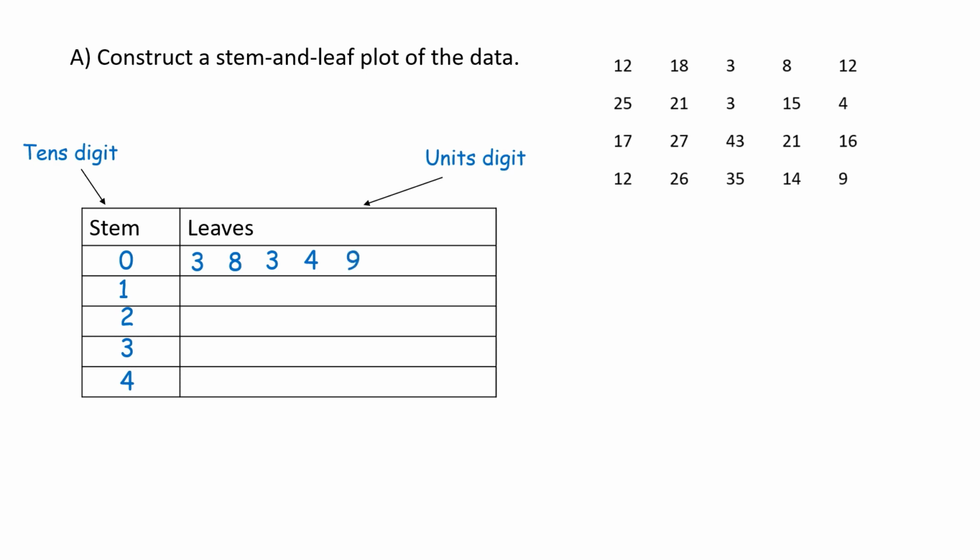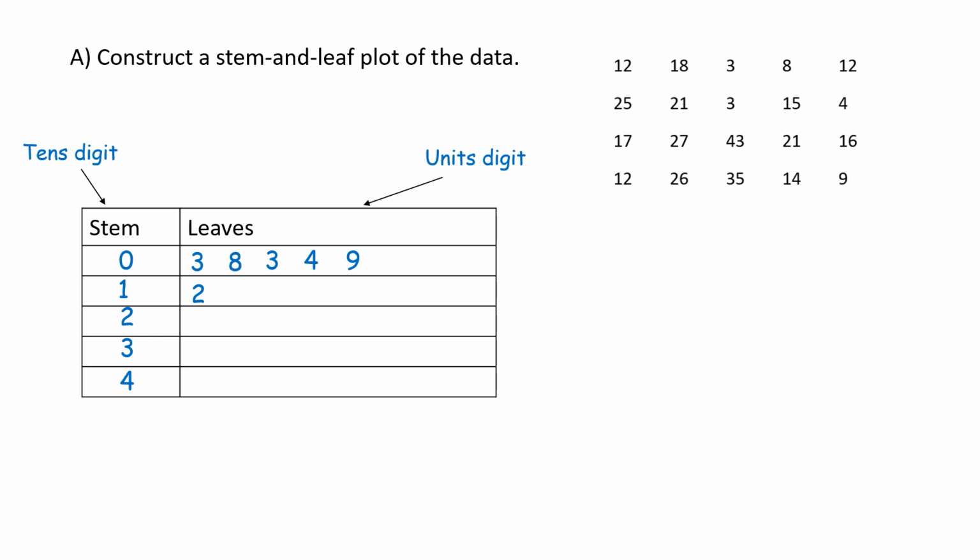Now let's go back up to the first row. The stem that begins with 1, the first one is 12, we write down only the 2. For 18, you write only the 8. And again, we see 12, we write down 2.